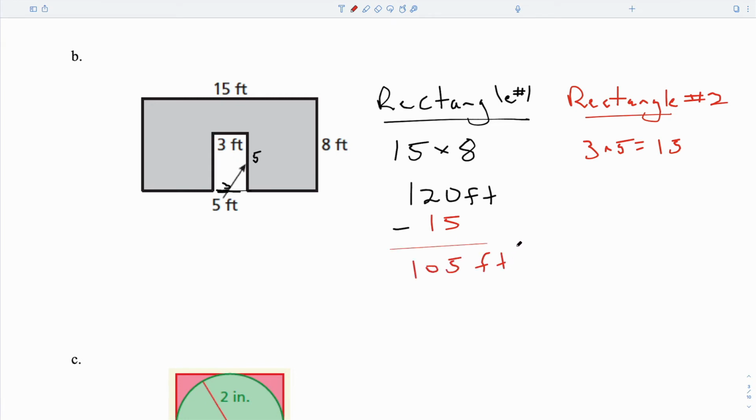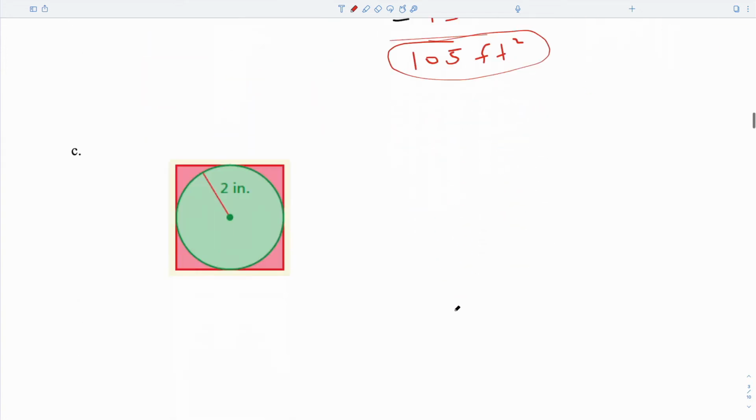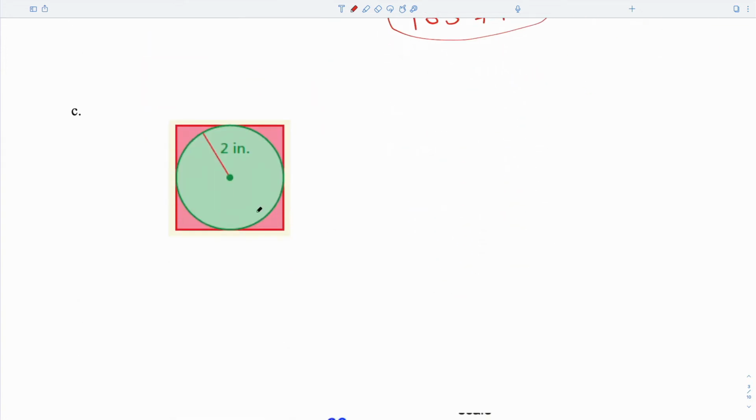Last one. Save the trickiest one for last. C has a circle inside of a square. You're asked to find the red part of this shape. They cut out the green part. It's no longer there, so there's just some corners left.